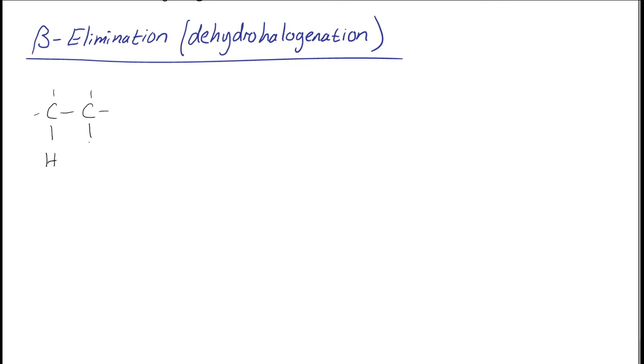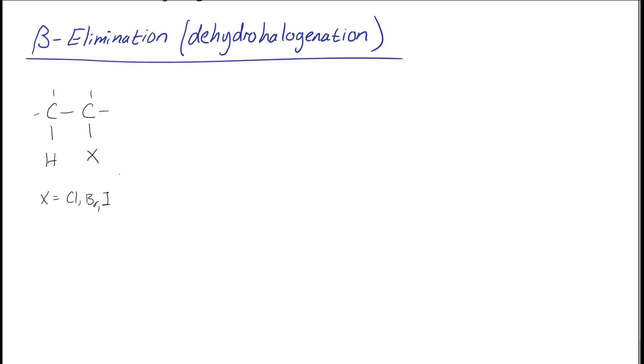You've got a hydrogen on one carbon, and you've got a halogen on the carbon next to it. We've been using X to indicate the halogen in general. As with the others, this is usually going to be Cl, Br, or I. That's going to act as a leaving group. And the reason this is called beta elimination is because it happens on the carbon next to the one with the leaving group. So the leaving group is over here.